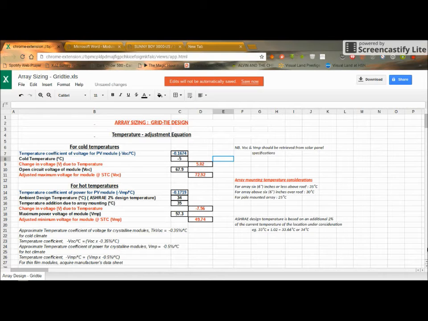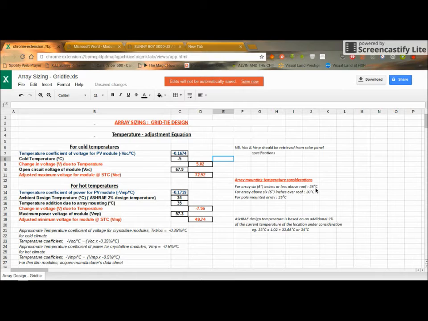Then by adding that 2%, so from our example here, 33 times 1.02, that would give us 33.66 degrees Celsius, or 34 degrees Celsius rise. So we would now input that 34 degrees here. Now, our next line, temperature addition due to array mounting. Again, on the right of our screen, array mounting temperature consideration for array 6 inches or less above the roof.